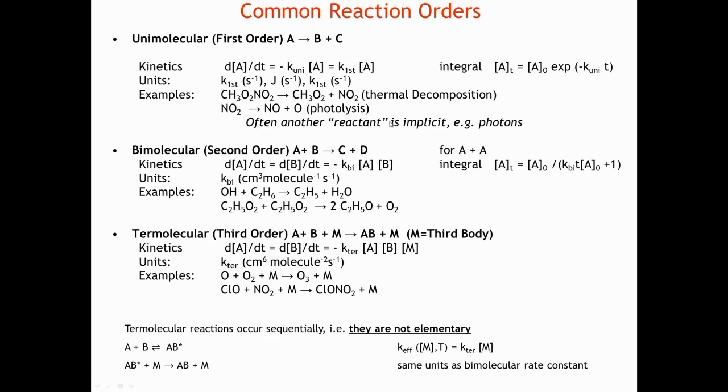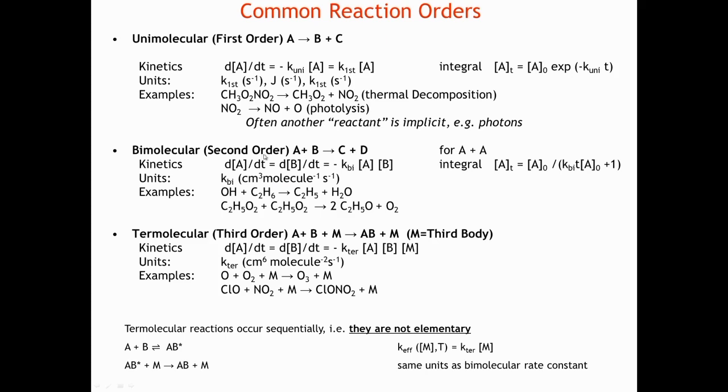So often the other reactant, so what's the other reactant in this case? It's NO2 plus H mu. Yep, so it's a photon with an energy of H times mu. So what's the other reactant in this case? Heat. Yep, so it's the enthalpy of decomposition of this peroxynitrate.